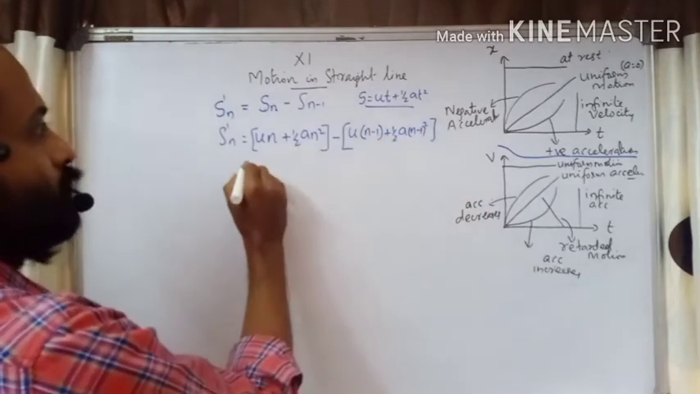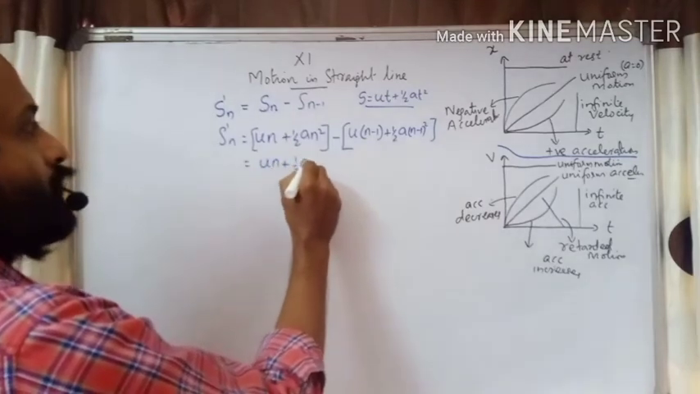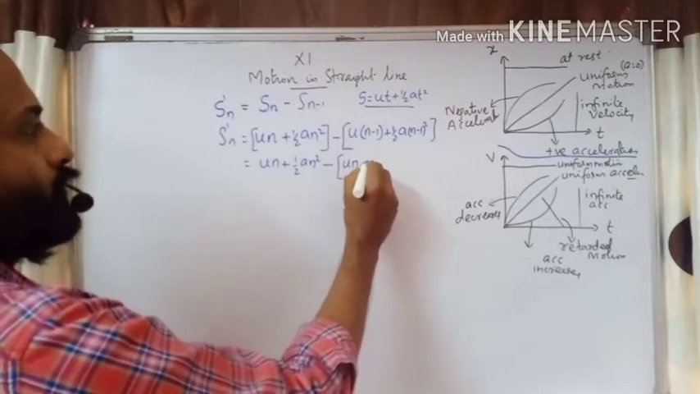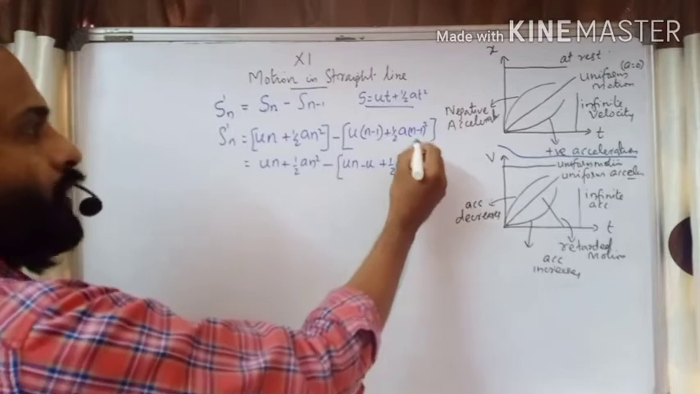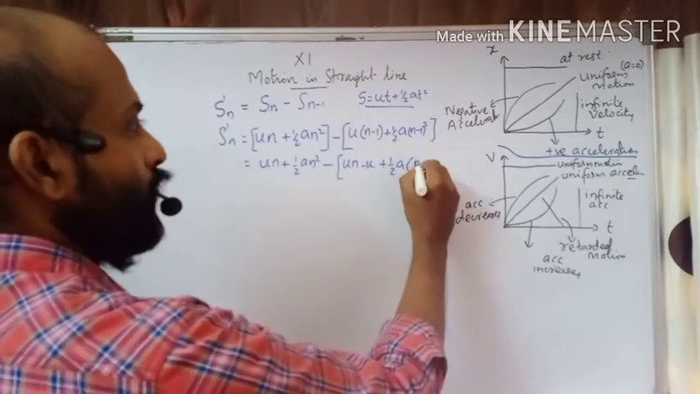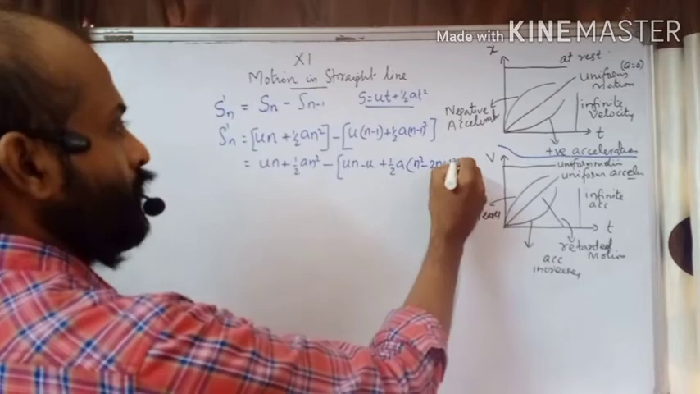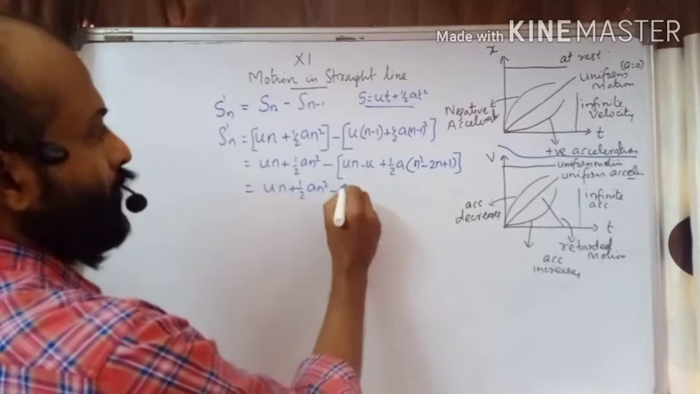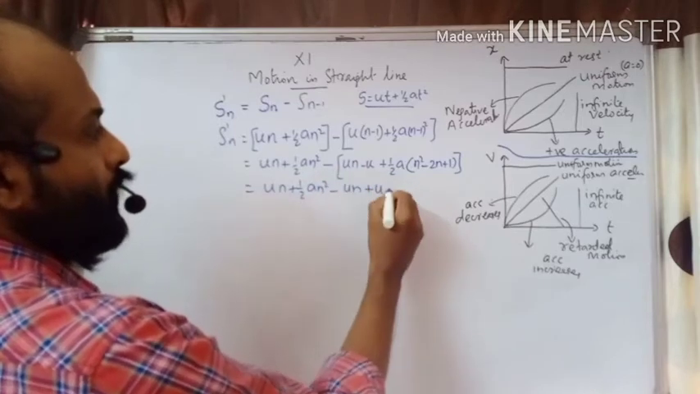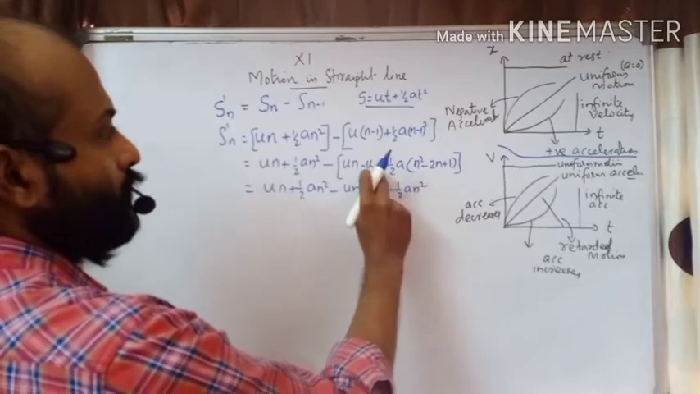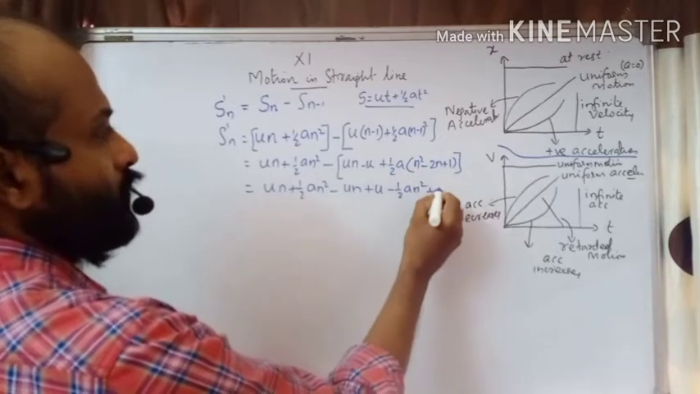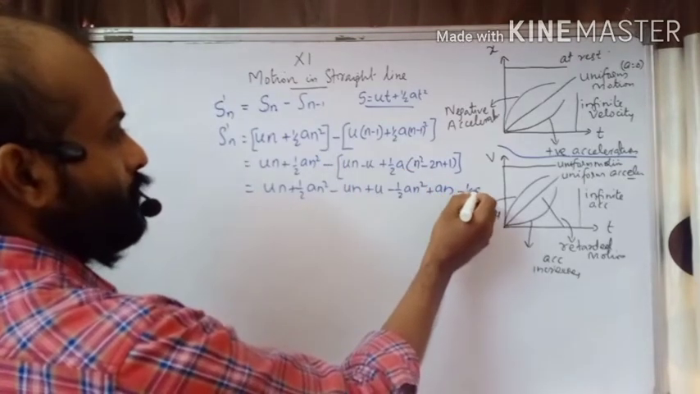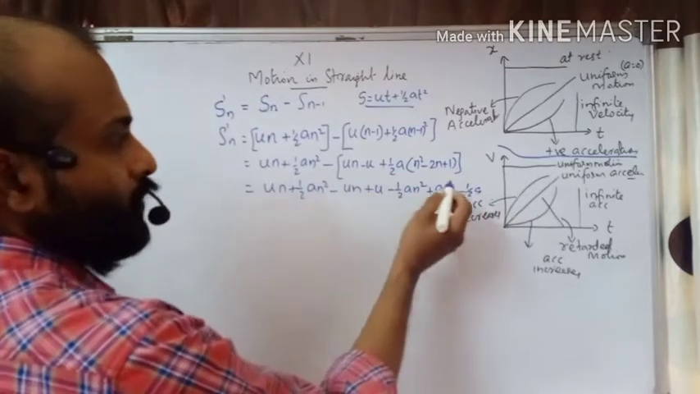We need to expand this. So un plus half a n square minus un minus u plus half a into, we need to expand n minus 1 the whole square, that is n square minus 2n plus 1. So removing the bracket, un plus half a n square minus un plus u minus half a n square, minus plus cancels, you will get a n. Then we have minus half a.